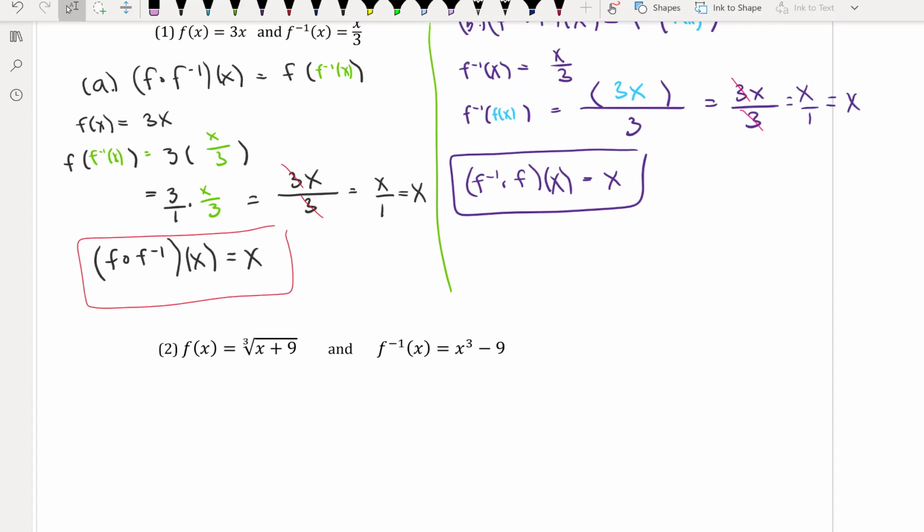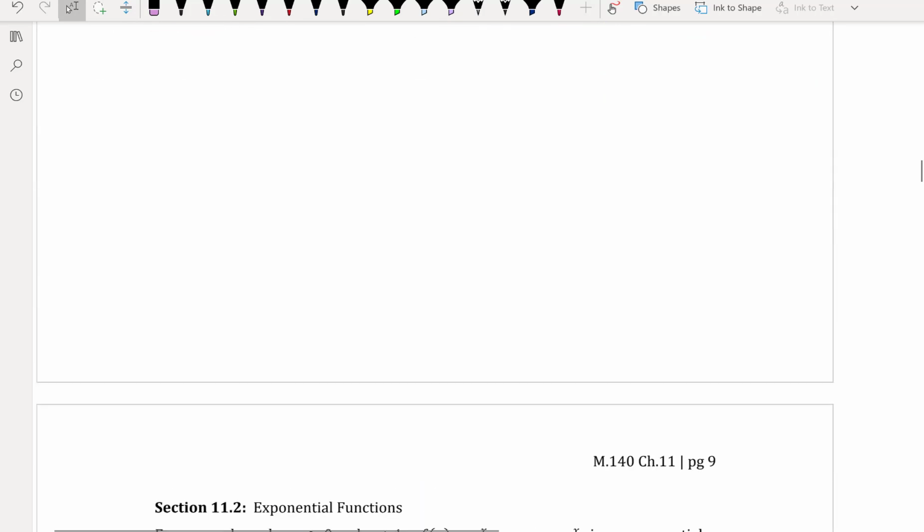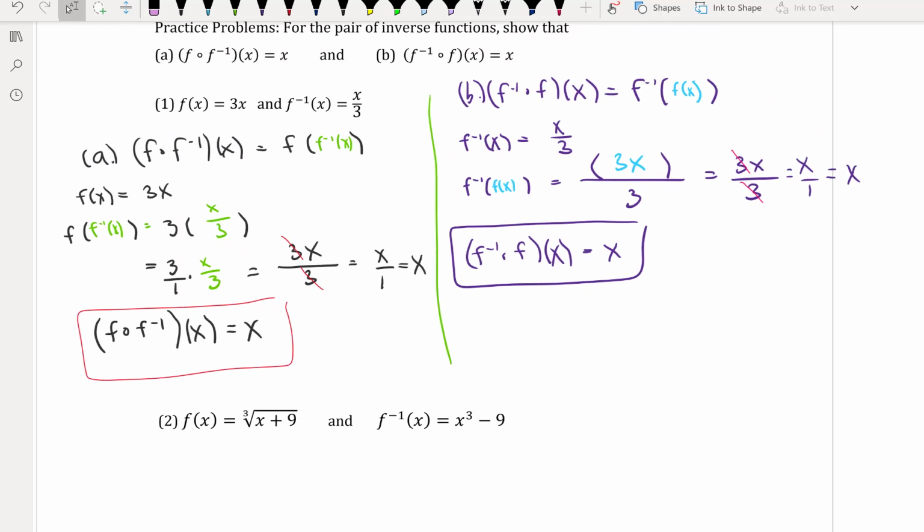The same thing happens with number 2. So I'm going to go ahead and skip that since it's just like number 1. And that is the end of the section.